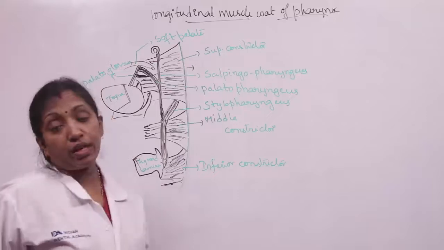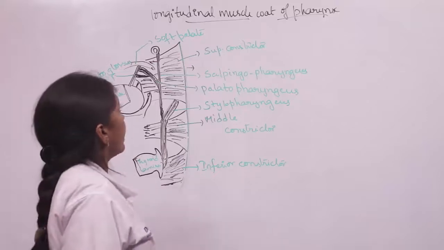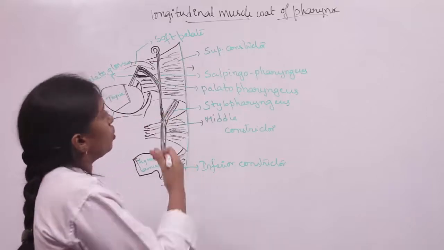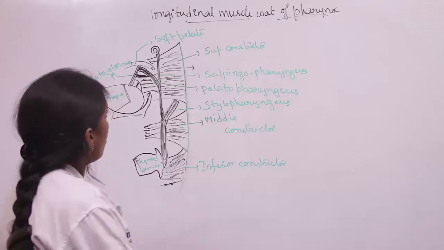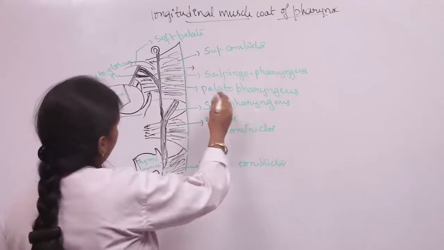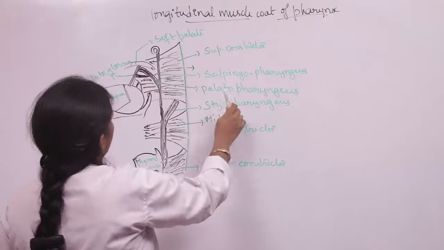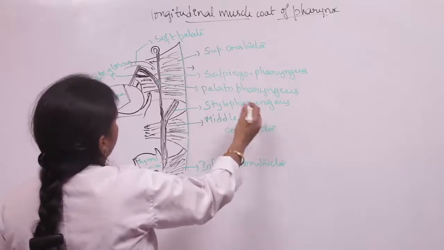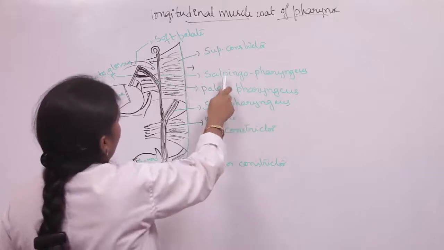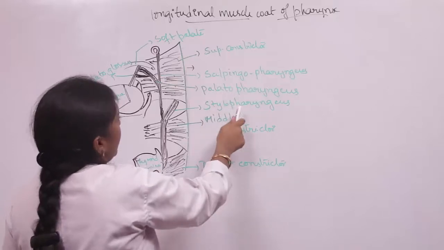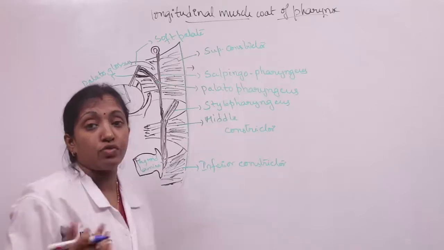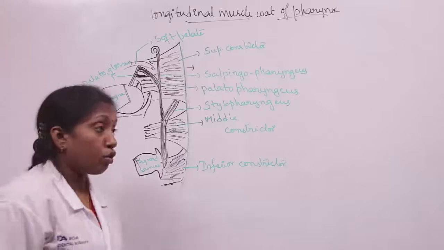So coming to the longitudinal muscle coat of pharynx. The longitudinal muscle coat of pharynx consists of three muscles: salpingopharyngeus, palatopharyngeus and stylopharyngeus muscles. These three muscles form the longitudinal muscle coat of pharynx.